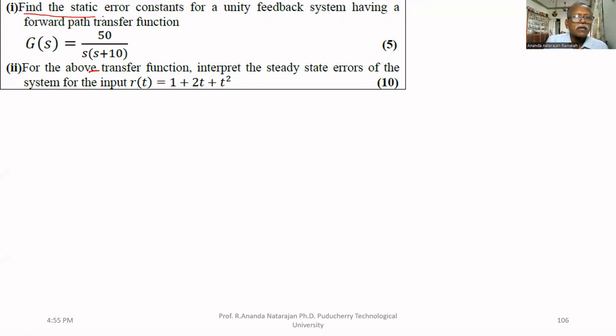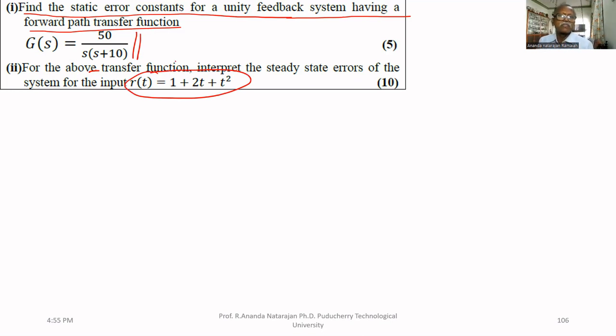Find the static error constants for a unity feedback system having a forward path transfer function G(s) equal to 50 upon s multiplied by (s plus 10). For the above transfer function, interpret the steady state errors of the system for input r(t) equal to 1 plus 2t plus t square. Find the static error constants.